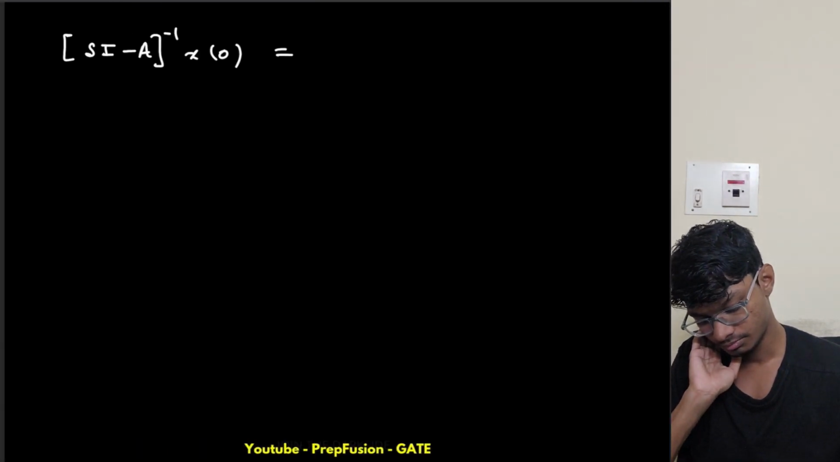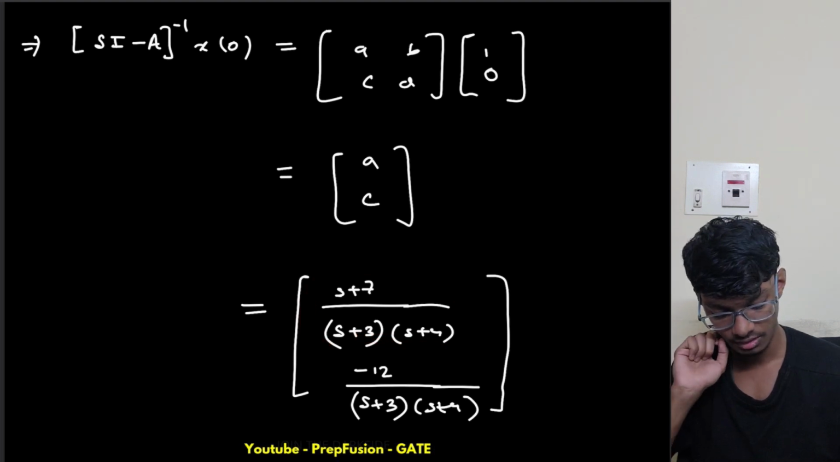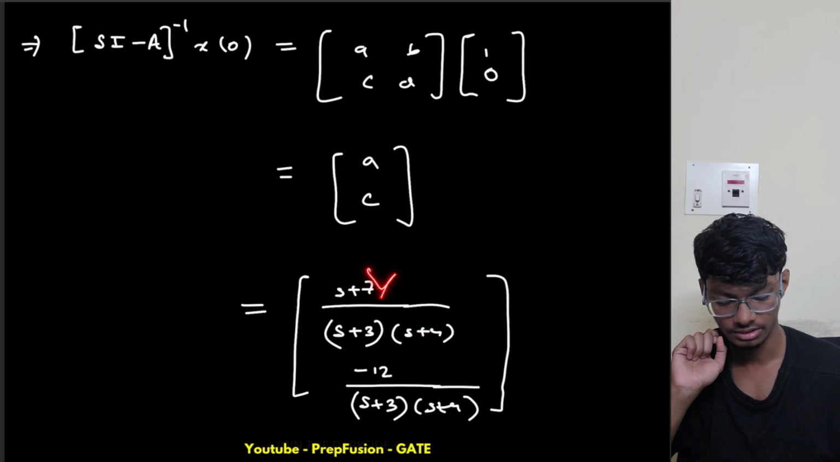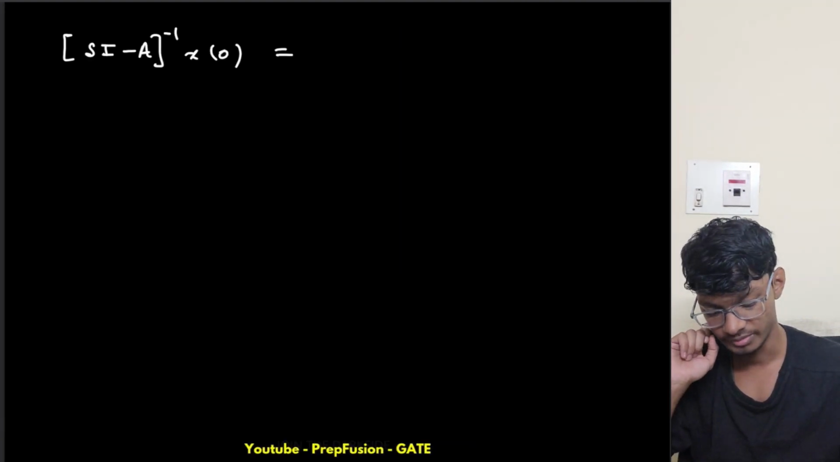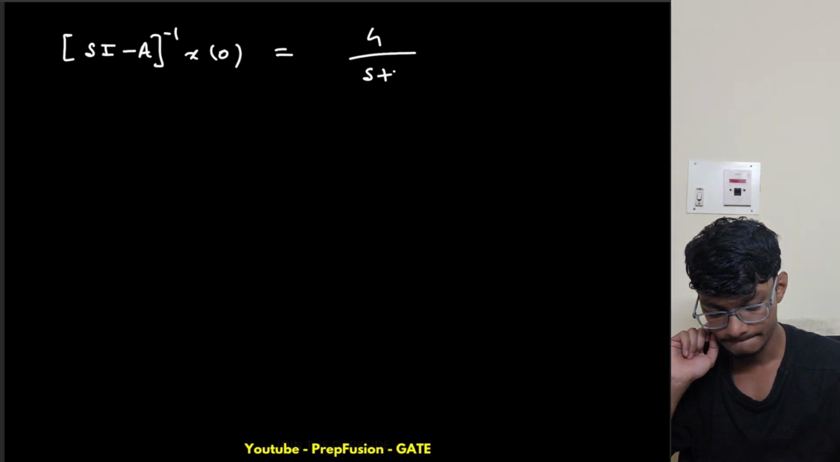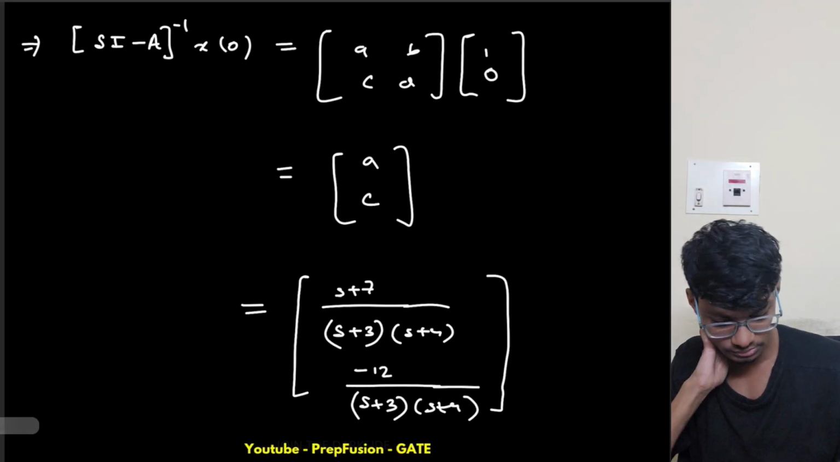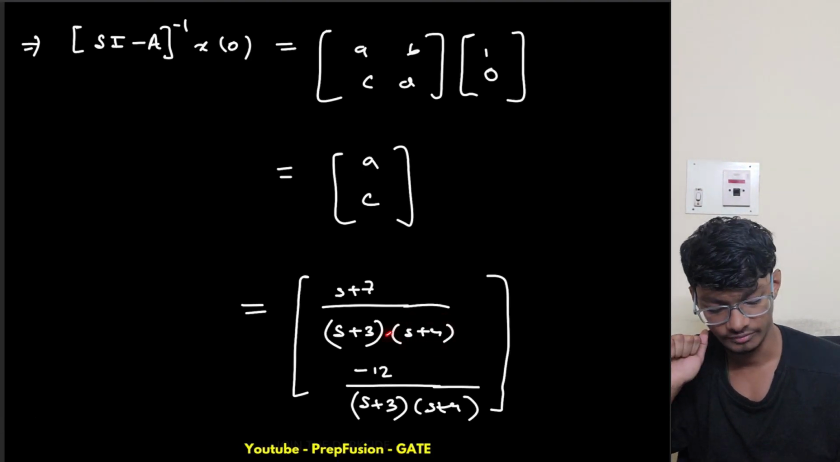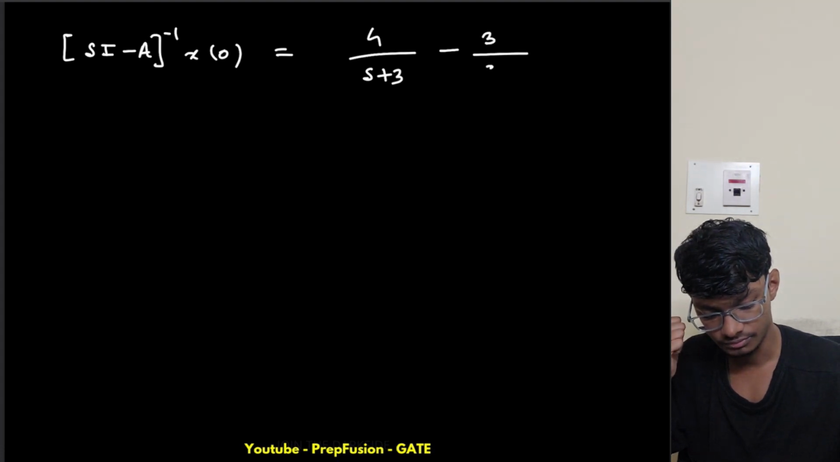So what will this become after breaking down? If I put s equals to minus 3, I get 1 and 4. So in the top I have 4 and here I have 1. So 4 by s plus 3, that is my partial fraction. You have to practice partial fraction by yourself, that I won't be able to help. So 4 by s plus 3, and what is my other term? If I put s equals to minus 4, what do I get? This is 3 only, and this is minus 1 only. So I get minus 3 by s plus 4.